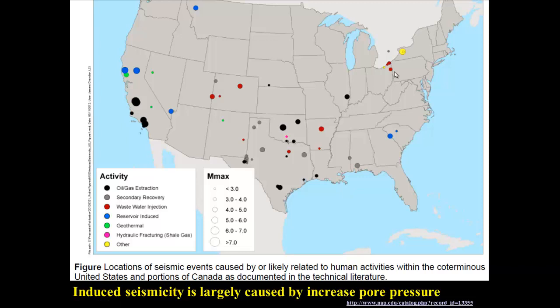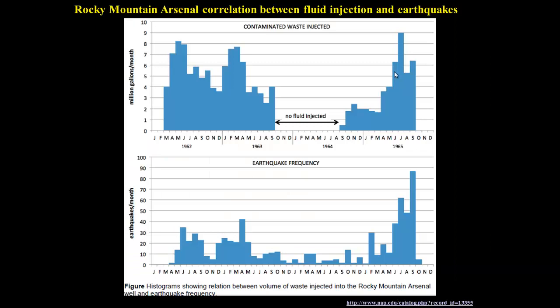And here's a classic example from what was called the Rocky Mountain Arsenal. It was a facility near Denver in the 1960s where they were trying to get rid of some waste. This plot shows years, 1960, 62, 63, 64, 65, and millions of gallons a month that were injected. And as they injected the waste, we saw more and more earthquakes each month. That's what the lower plot shows. For a little while, 1963-64, they did no fluid injection, and you see the seismicity dropped. Then they got back into it in 64-65, and the seismicity went way up. So it's a clear association between this fluid injection and earthquakes.